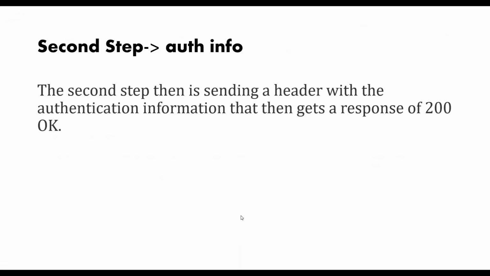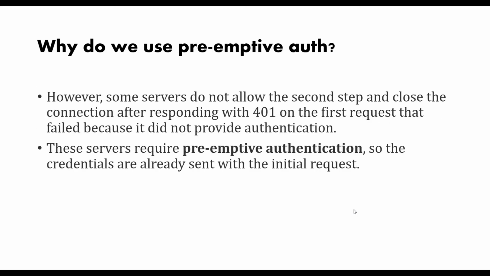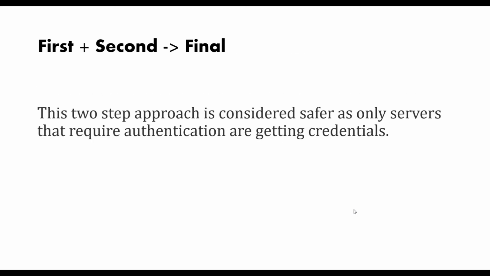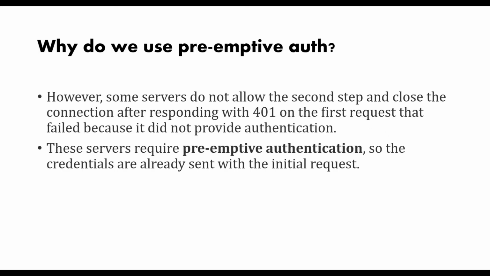So this is the way it is telling here. Okay, this is the first step. What is the second step? Authentication information. Then we are going to give the right credential, which is the authentication information, username and password. Then we will get the response 200. Okay, right? Next, the final one: this two-step approach is considered safer as only servers that require authentication are getting the credential, right? After completing these two steps only, the server will confirm, okay, your username and password were verified successfully. So that is the reason I will give you the 200 response, right? Then why do we use preemptive authentication?